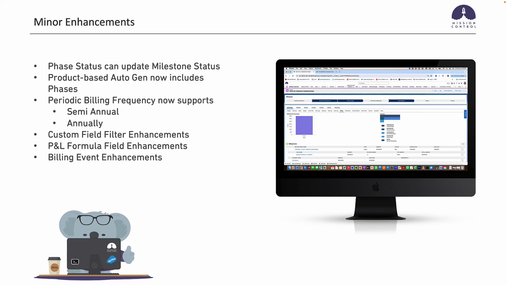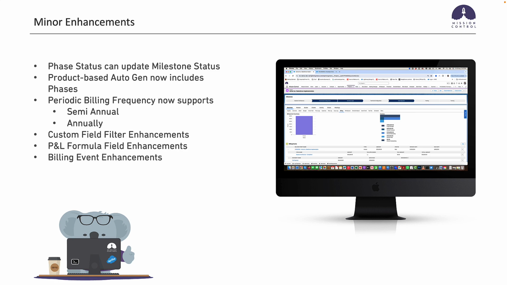The product-based auto generation methods from the opportunity will now include phases. So previously, if you were using the opportunity generation method, that would include phases. All of the product-based ones didn't. They now will.